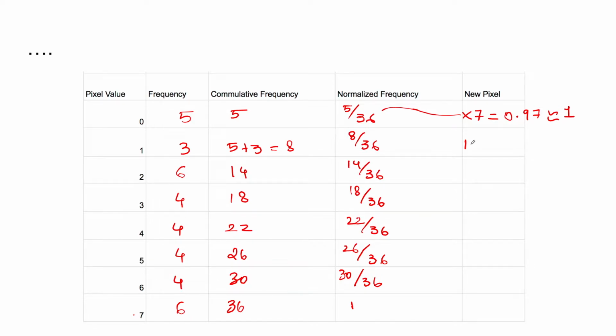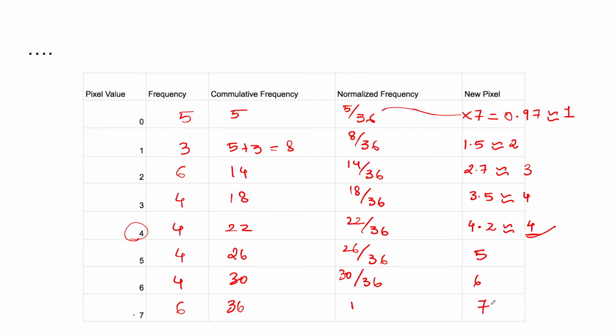So 7 into 8 by 36, which is around 1.5, which is approximately equal to 2. Then this value is 2.7, which is 3. Then 3.5, which is 4. Now, see, in the fourth one, our value comes down to 4.2, which exactly means like 4, right? So it means that the 4, which was the original pixel value, is not getting changed to anything else. It's still 4. And similarly, this happens for 5, 6, and 7 too.